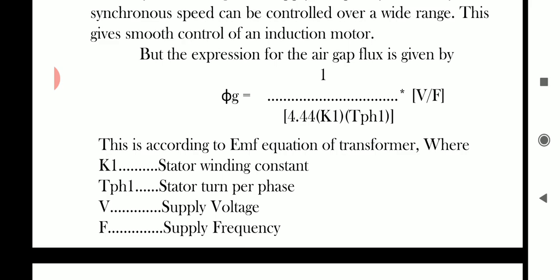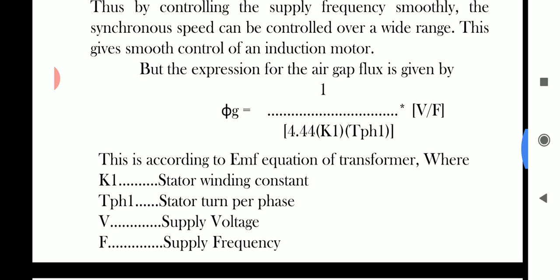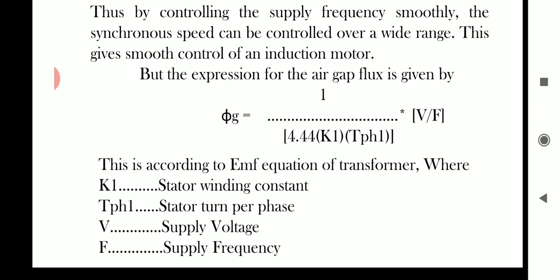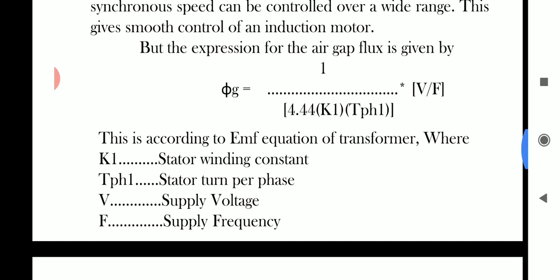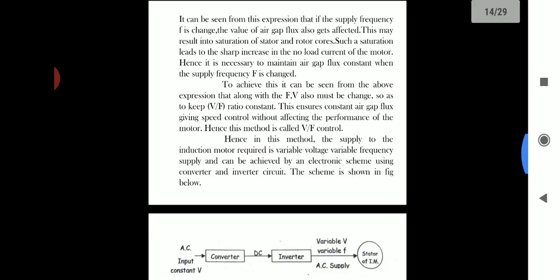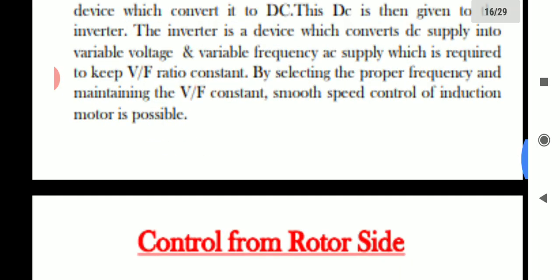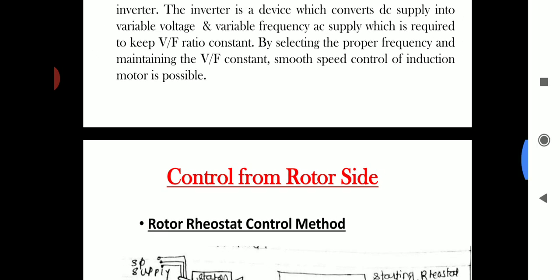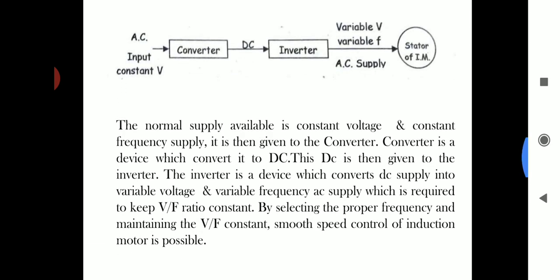Okay, variable voltage, variable frequency means V by F will remain the same. So your air gap flux phi g will remain constant and the magnetic condition of the motor will not be disturbed. In this way we are maintaining the V by F ratio constant.